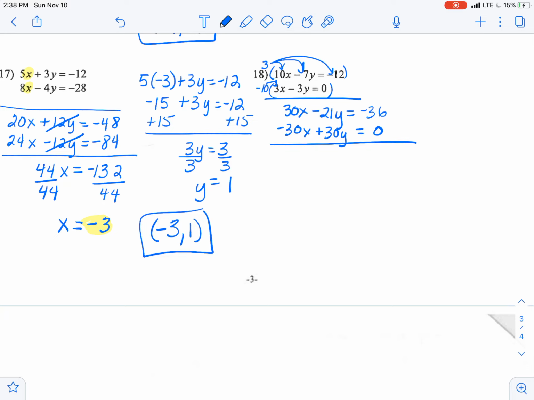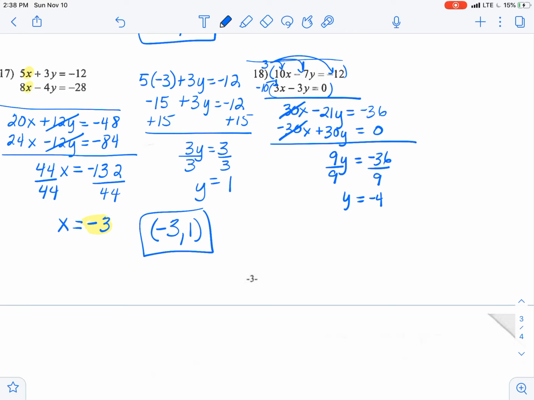So again, when I do my x's, I have a positive 30 and a negative 30, and they will eliminate. And make sure one is positive and one is negative, or that's not going to work. Negative 21 and a positive 30 would be a positive 9 y equals the negative 36. Go ahead and solve, and I get y equals a negative 4.